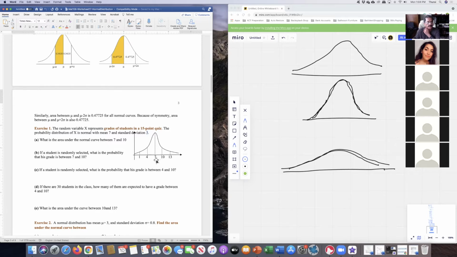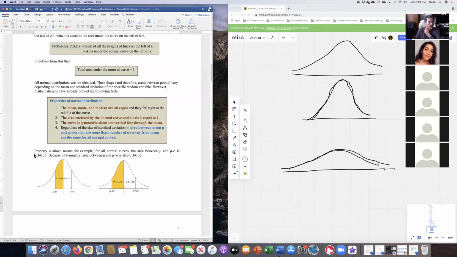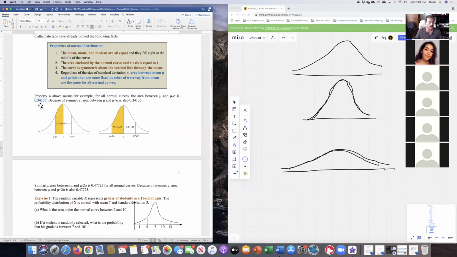So when you go from the mean to 1 sigma over to the right, we already know that would be equal to 0.341, this number right here. So that's the area under the curve for that. Therefore, that's also equal to the probability for the grade to be between 7 and 10. So what is the probability that a randomly selected student's grade is going to fall in the range 7 to 10? That's equal to 0.34135. We already have that.